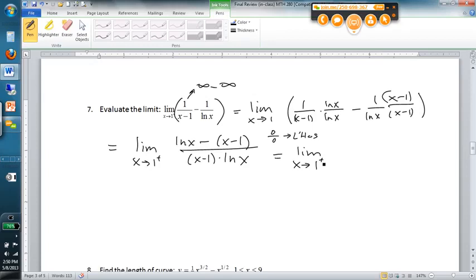Well, L'Hopital says do the derivative of the top. Derivative of the top, we've got ln of x, derivative of it's 1 over x. Minus x minus 1, won't that be minus 1? And then the derivative of the bottom, well, I guess I could do it a couple ways, but it's a product rule. First times the derivative of the second, which would be 1 over x, plus the second times the derivative of the first, which is 1.